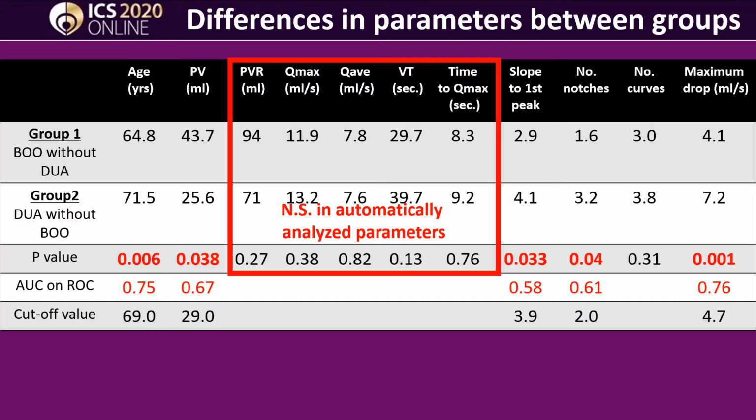The conventional parameters, including post-void residual, maximum and average flow rate, voiding time, and time to Qmax, were similar between groups. Age, prostatic volume, the slope to first peak, the number of notches, and the maximum drop were different between groups.